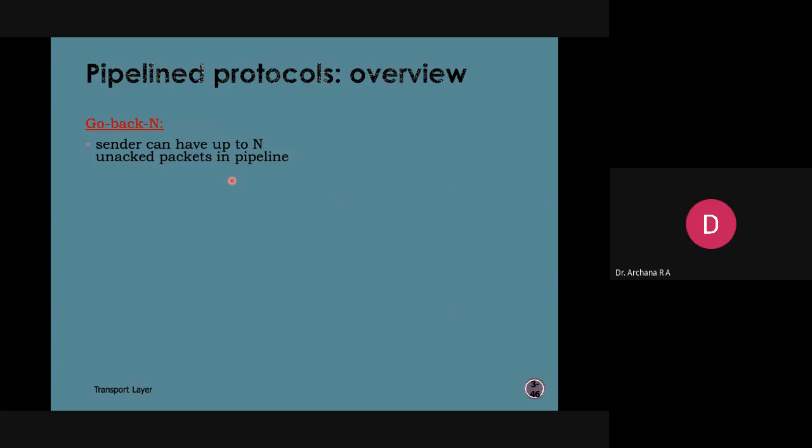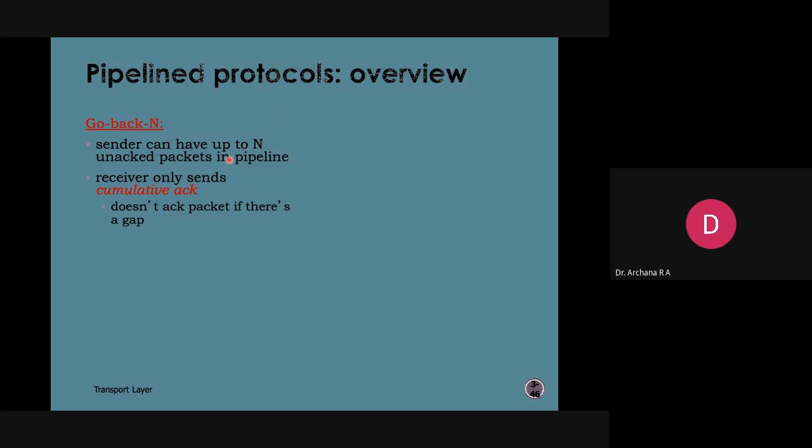N indicates the unacknowledged packets in the pipeline, meaning they are yet to receive the acknowledgement. Still, they have not received the acknowledgement. So why do we need this limitation, or limited window size? Until you receive the acknowledgement of these packets, you cannot transmit the next set of packets. That is for flow control. So in order to do flow control, we have set the window size as N. Until all these packets are acknowledged, you cannot send the next set of packets.